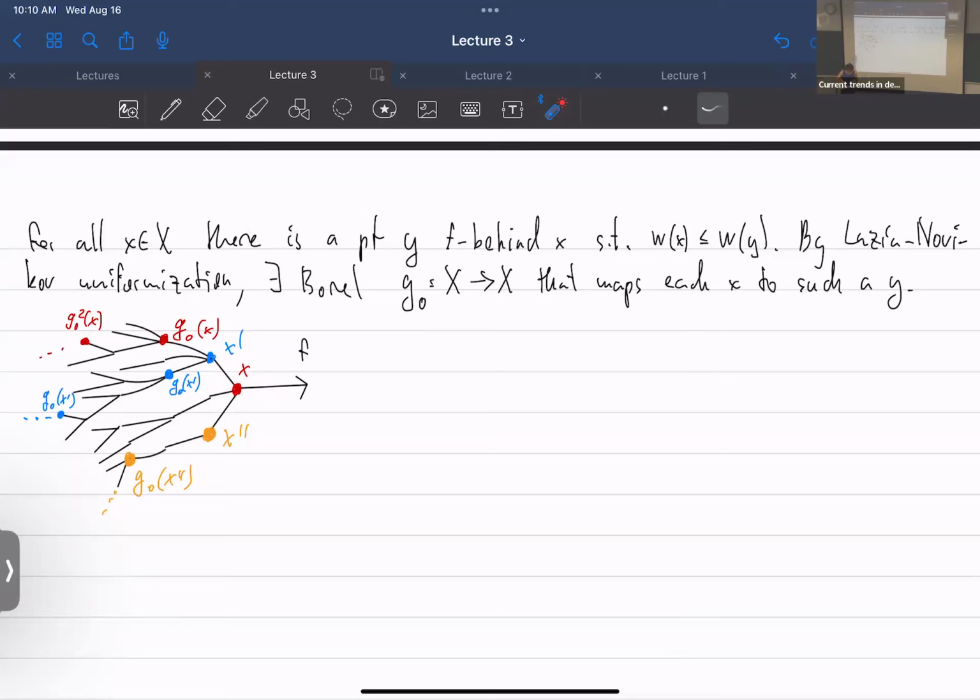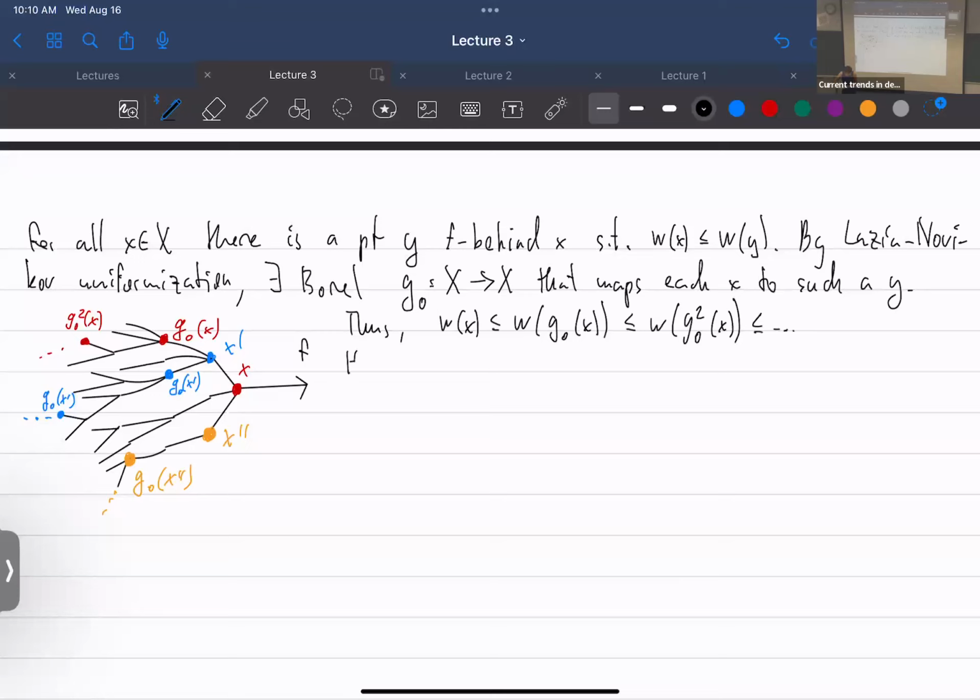Okay. All right. So thus, let me state this. For each x, the weight only increases. So the weight of x is less than or equal to the weight of g of x, which is less than or equal to the weight of g square of x, and so on. Hence, each G0 orbit has infinite weight, because the weights only increase and there are infinitely many guys.